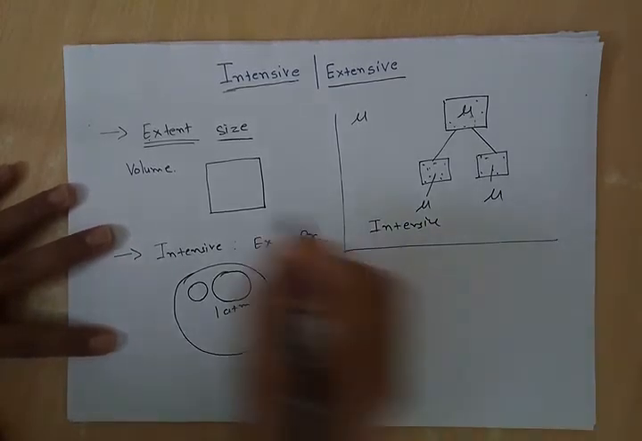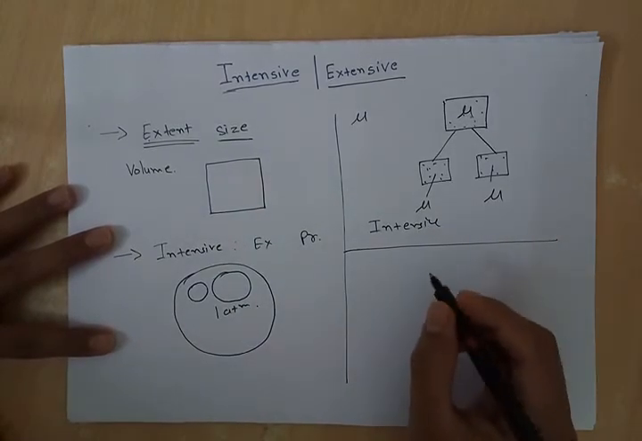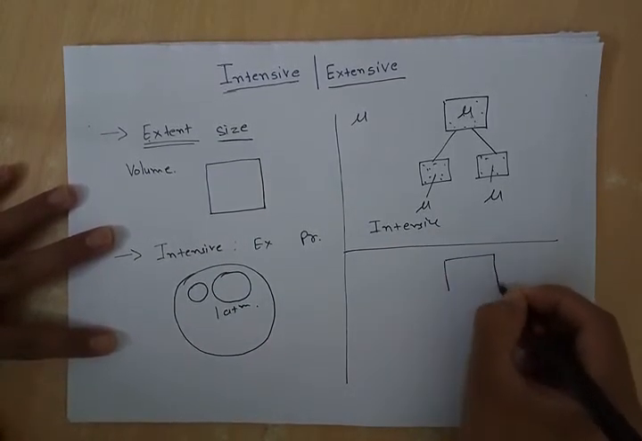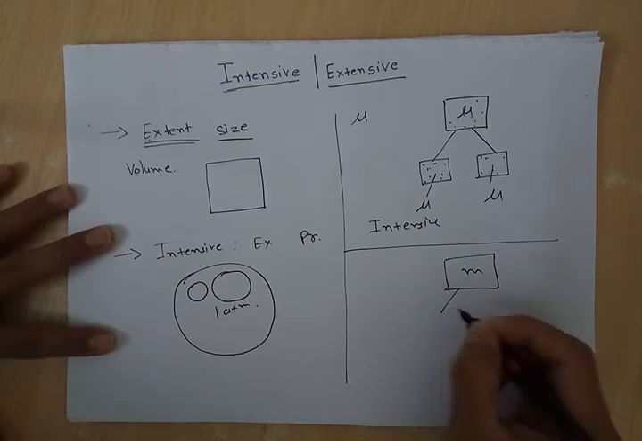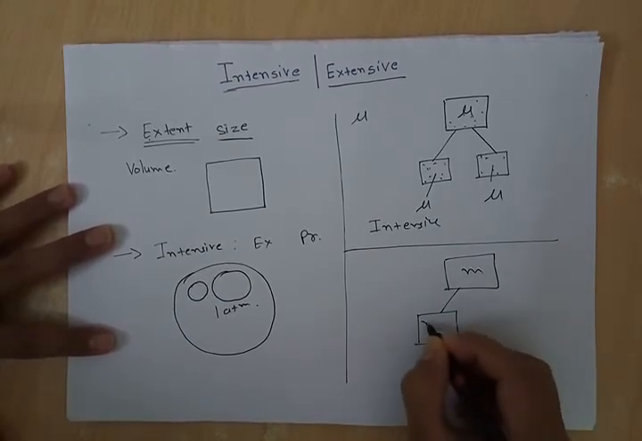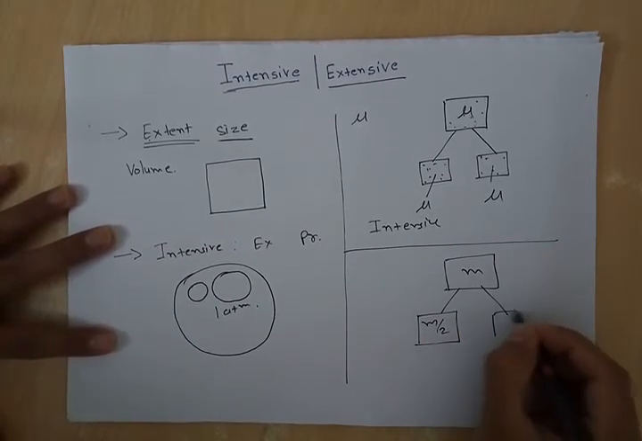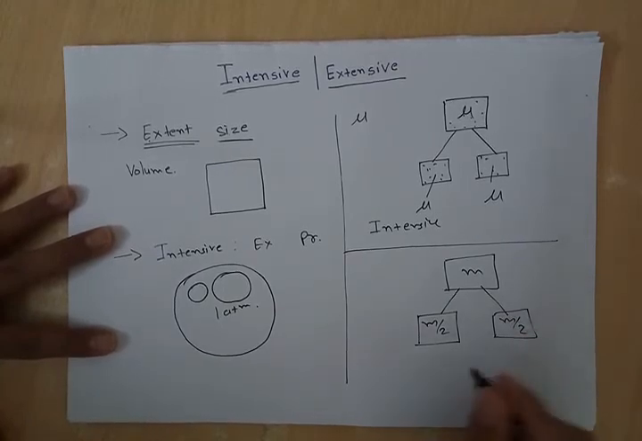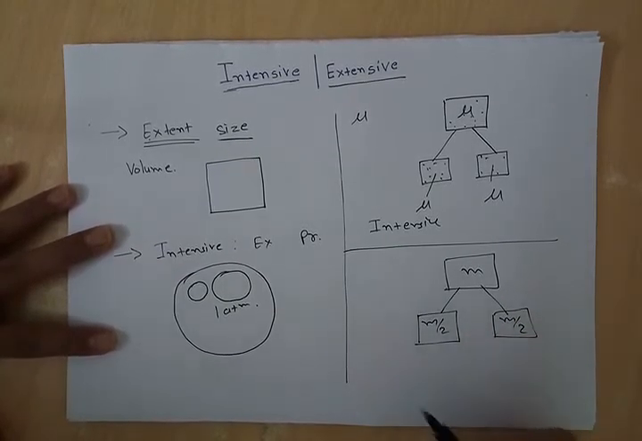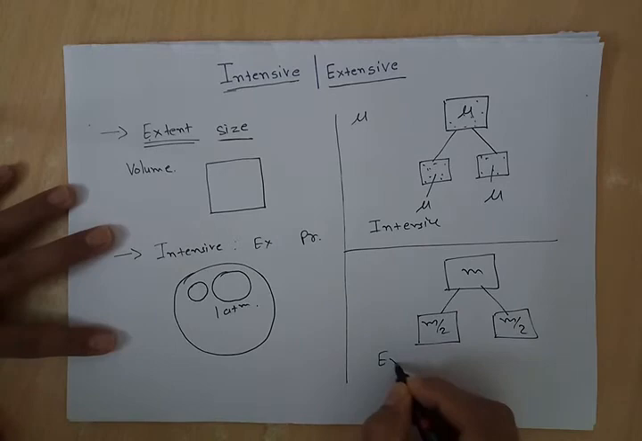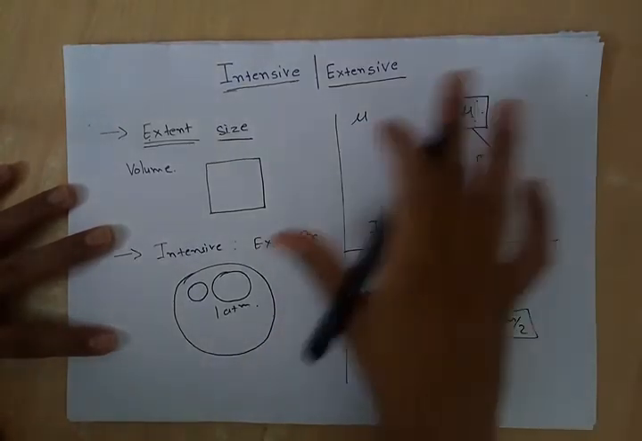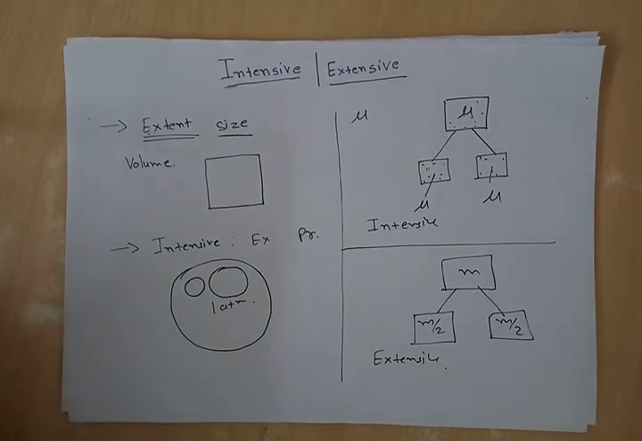However, in case of an extensive property, let us say mass, if you divide this box, then it will be m by 2. So it gets divided. So this is an extensive property. So by following these tests, you can identify whether the property is extensive or intensive.